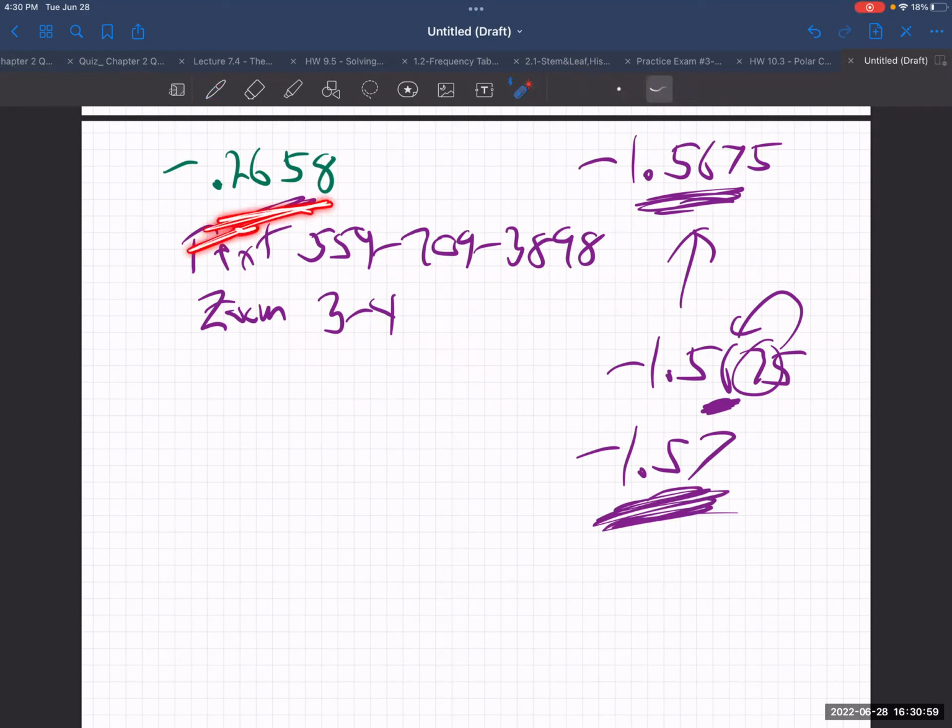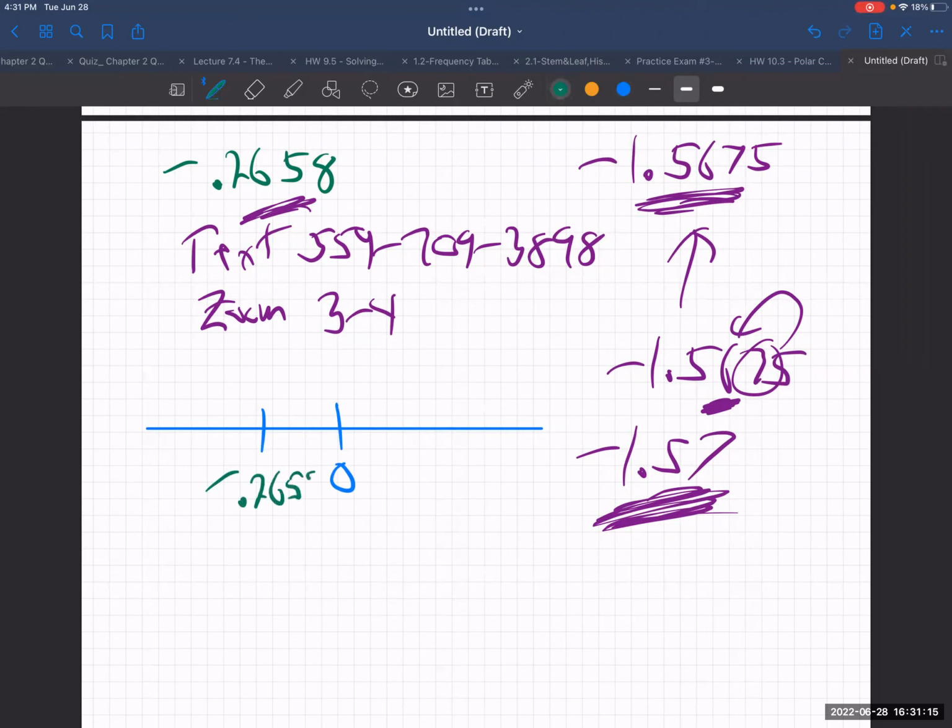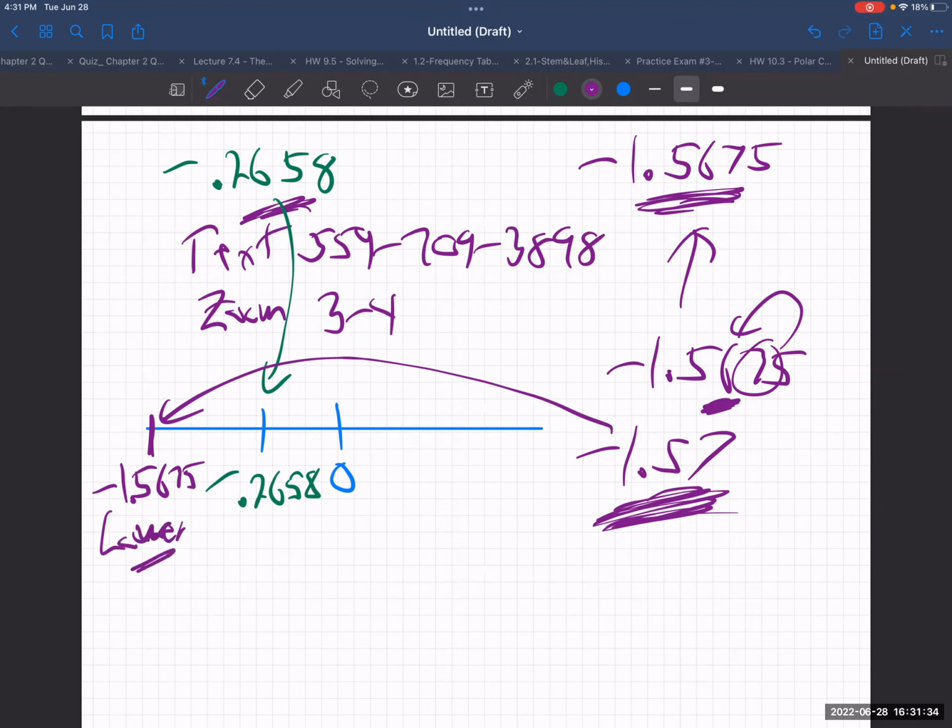So that's more negative than this one. So it's lower. You know what I mean by that? Think about a number line. If 0 was right in the middle, then this would be the negative 0.2658, this answer. And then the other answer would be further back here, the negative 1.5675. That would be further to the left, right? More negative. So that's the lower answer. Round to 2 places, negative 1.57.